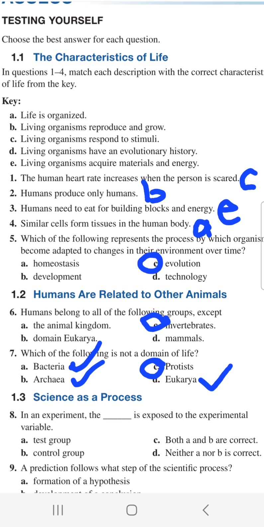Question number 8, in an experiment, the dash is exposed to the experimental variable. So the test group will be exposed to the experimental variable. The control group will not experience any changes. That's why we call it a control group. We want to see if the thing that we are testing has any effect at all. That's why we need to have a control group. And so it will be option A.